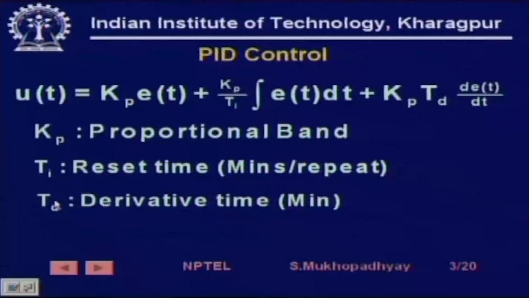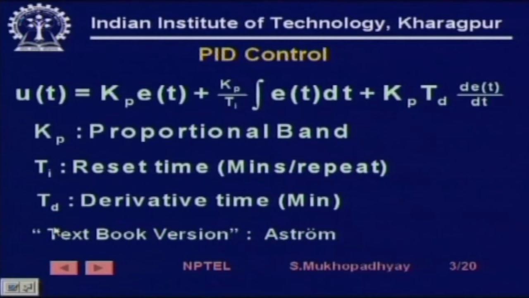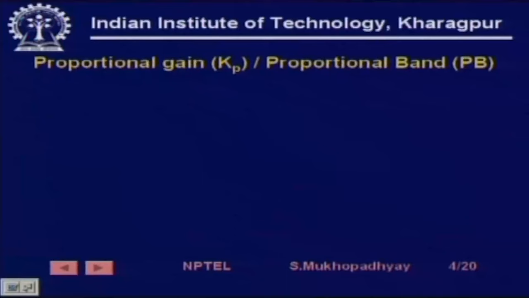This is, as the very well-known control scientist Karl Johan Astrom says, a so-called textbook version of the PID control equation. As we will see in this lesson, there are various modifications that you have to make to this equation before it can be implemented. So let us first go about defining the various terms. We first define proportional gain or proportional band.